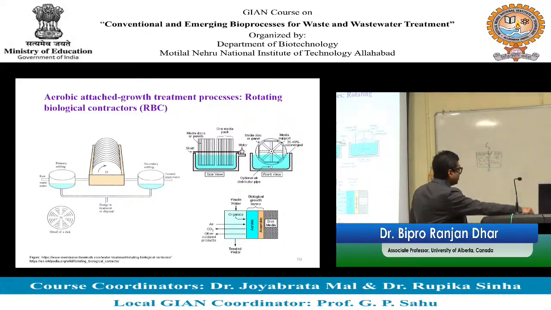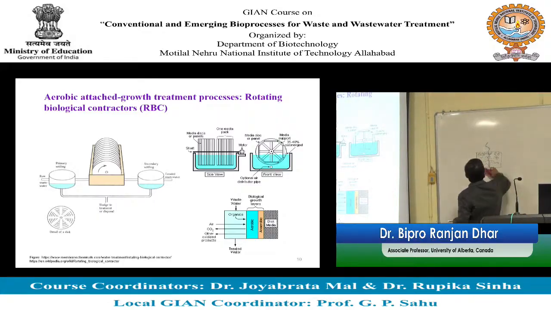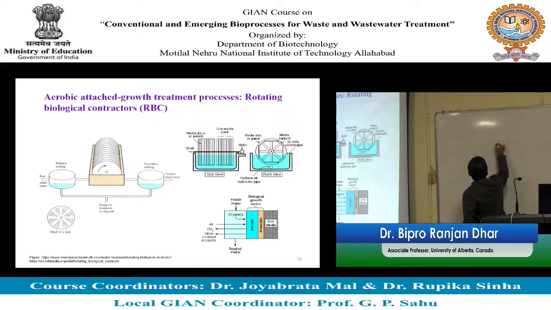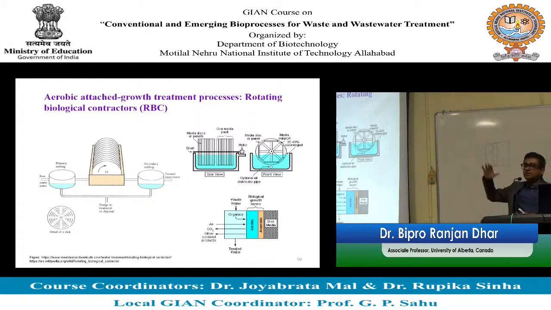So what I am talking about here is, let's say you have a media, and you have biofilm. Biofilm typically is not a monolayer, it's going to be a multi-layer of biofilm. So in the inner layer there could be some anaerobic bacteria, and the outer layer is going to be more aerobic. Why could the inner layer be anaerobic? Because there may not be enough oxygen diffusion in the inner layer.